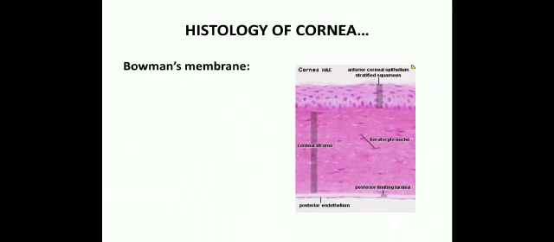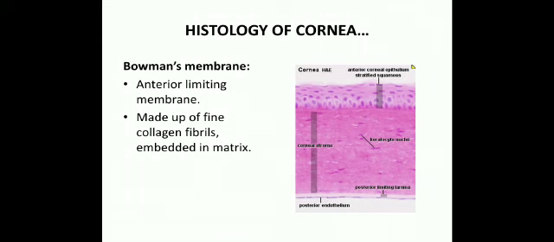Bowman's membrane. The corneal epithelium rests on the anterior limiting lamina, also known as Bowman's membrane. Here it is made up of fine collagen fibrils embedded in the matrix. It gives great stability and strength to the cornea.